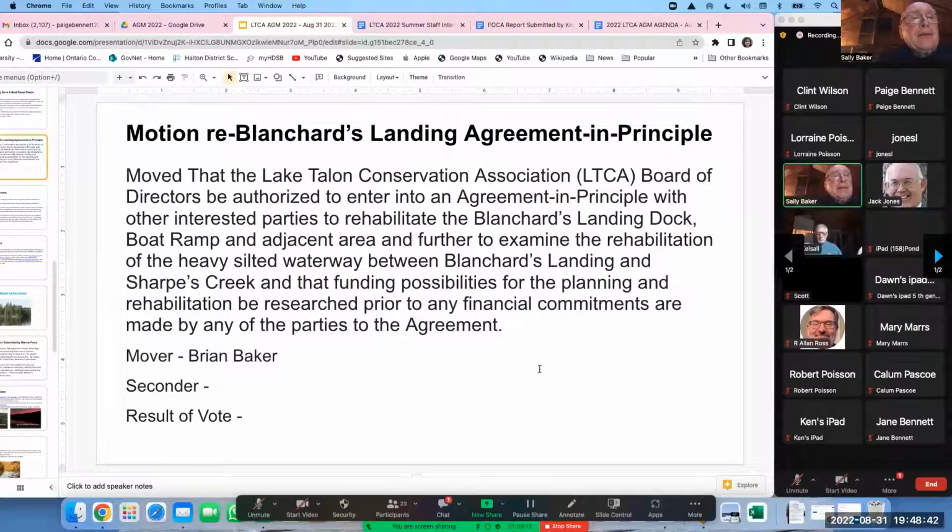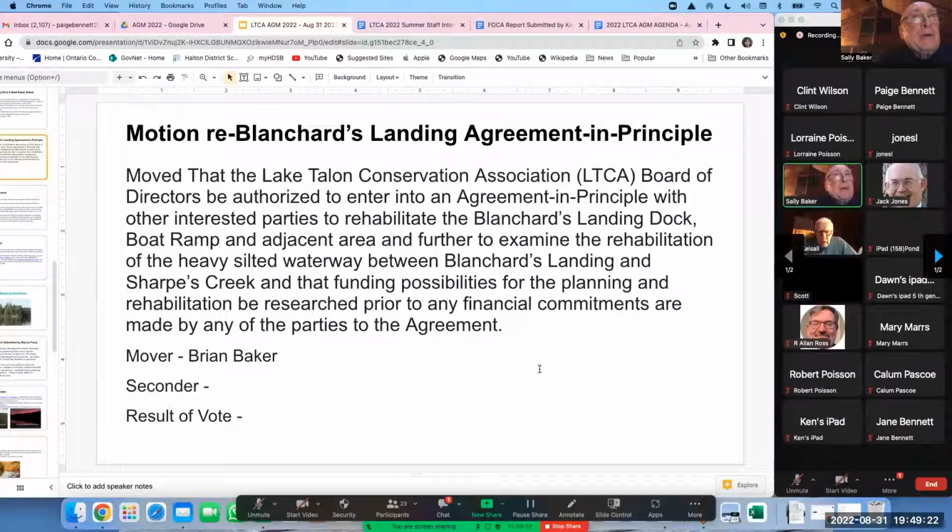So to further that end, I'm putting on the floor a motion that the Lake Talon Conservation Association, the LTCA, board of directors be authorized to enter into an agreement in principle with other interested parties to rehabilitate the Blanchard's Landing dock and boat ramp, which would be a priority for many Algonquin First Nations, ourselves, and even the townships. The second part of it is to also look at the rehabilitation of all the heavily silted waterway between Blanchard's Landing and Sharps Creek.